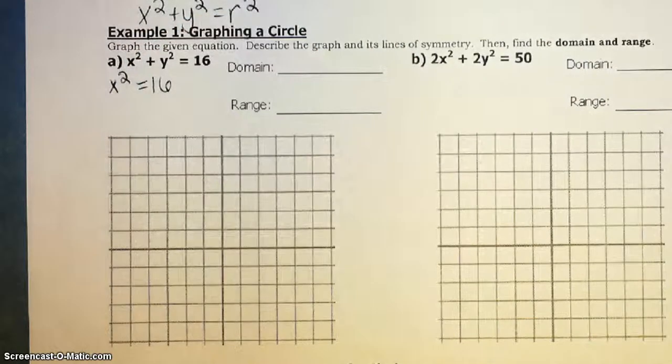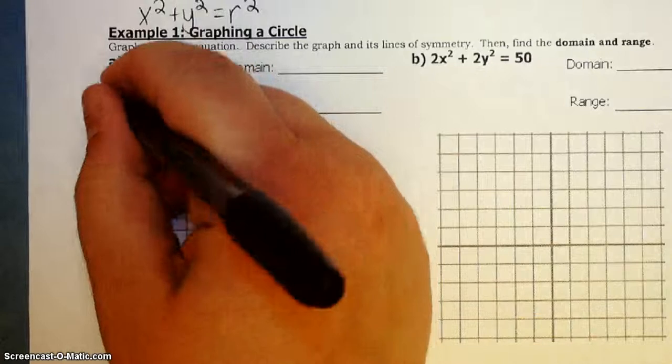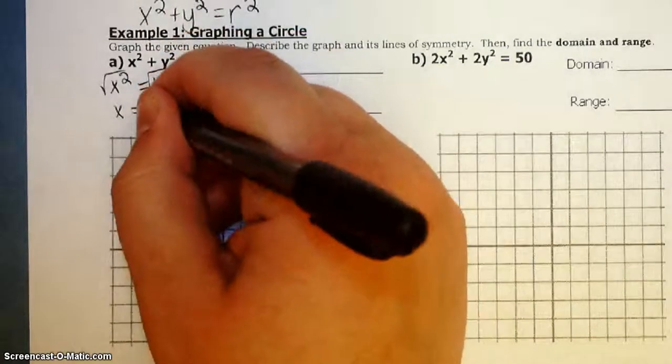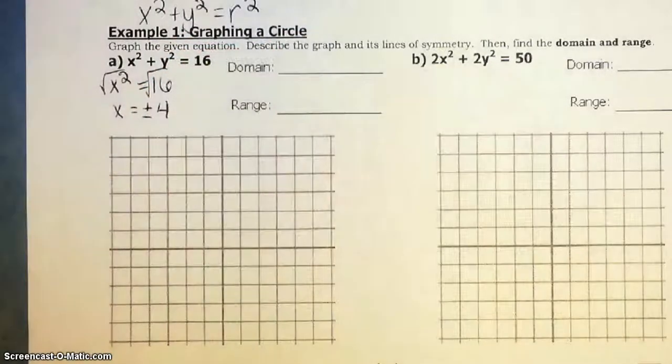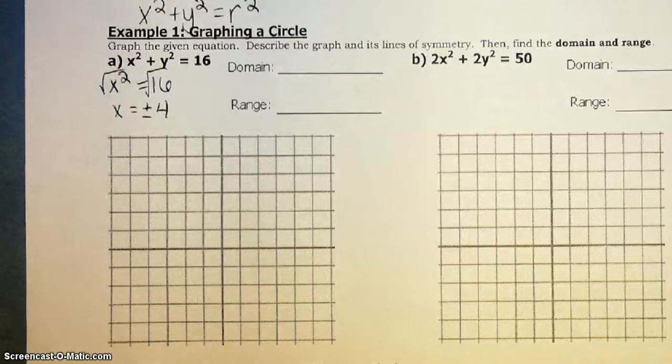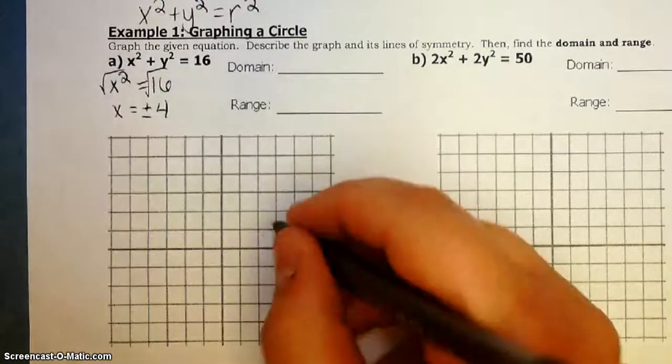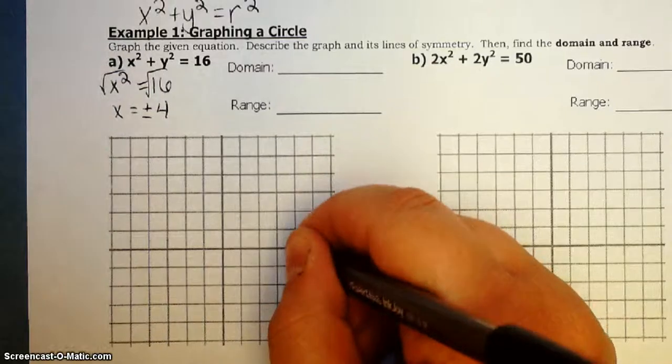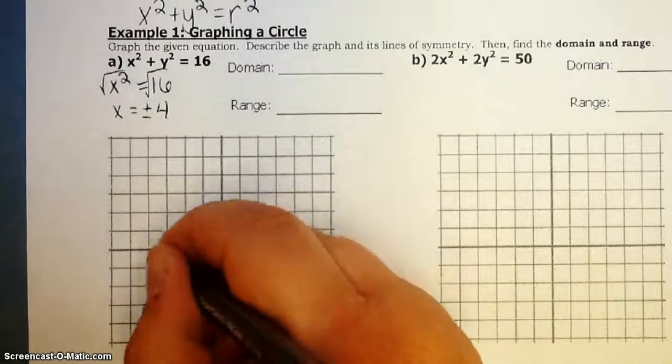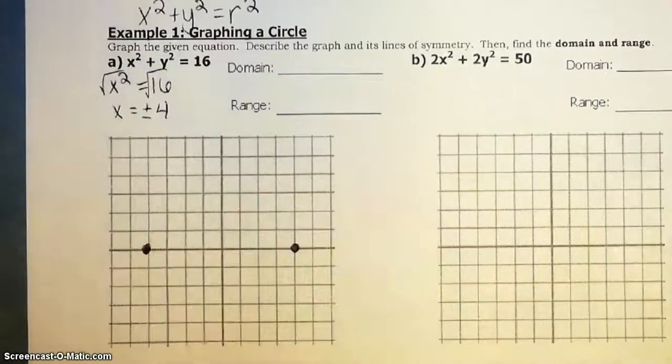And if I do that, I'm going to solve this tiny little equation by taking the square root of both sides. So my x-intercepts are going to be 4 and -4. Remember, when you take a square root, you want to put the plus and minus in front of that. So I'm just going to go ahead and plot those 2 points on the graph. There's (4, 0) and (-4, 0).